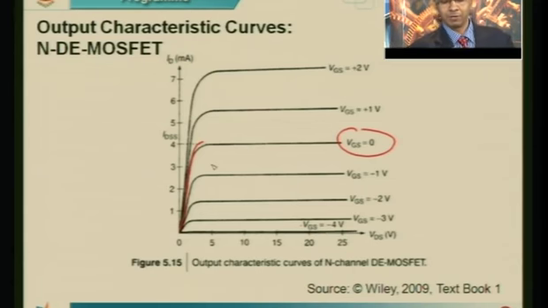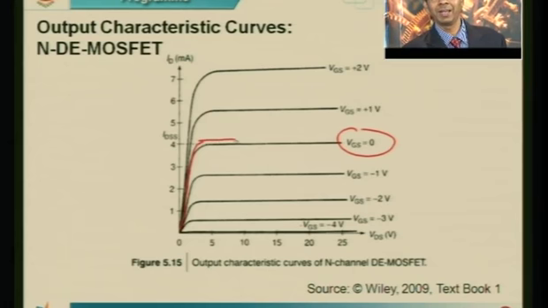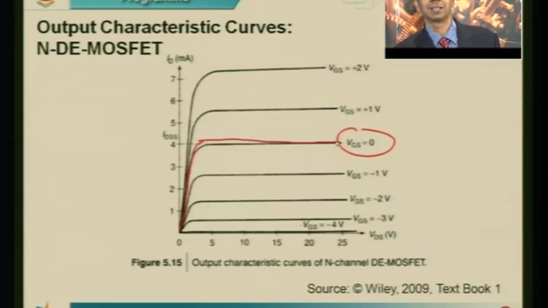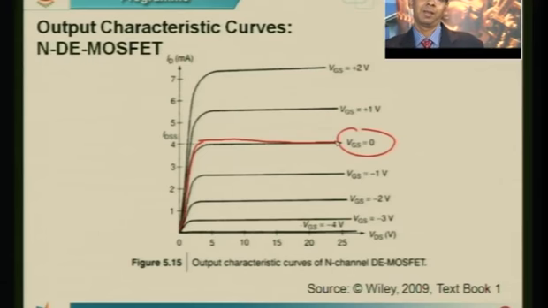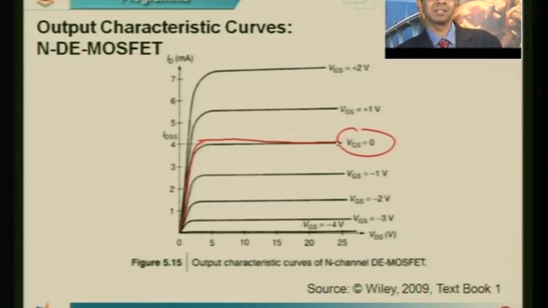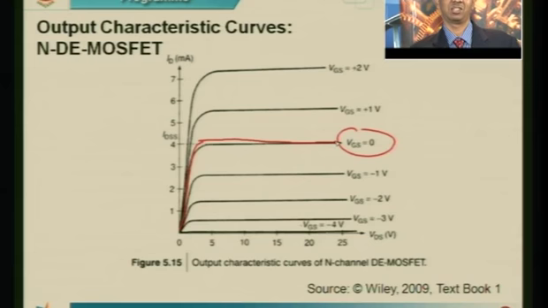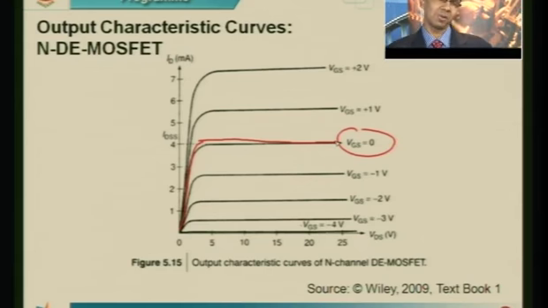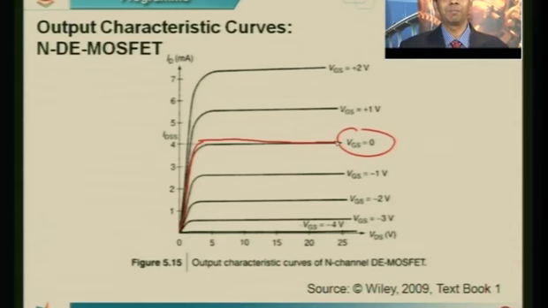Now, beyond pinch off, even though you increase your VDS, the current sort of saturates. This region we call the saturation region. Now, how can you reduce the current further? You can reduce the current further by depleting this channel. So, how can you deplete the channel? The channel is already existing there. How can you deplete the channel? You can deplete the channel by giving a negative gate voltage.